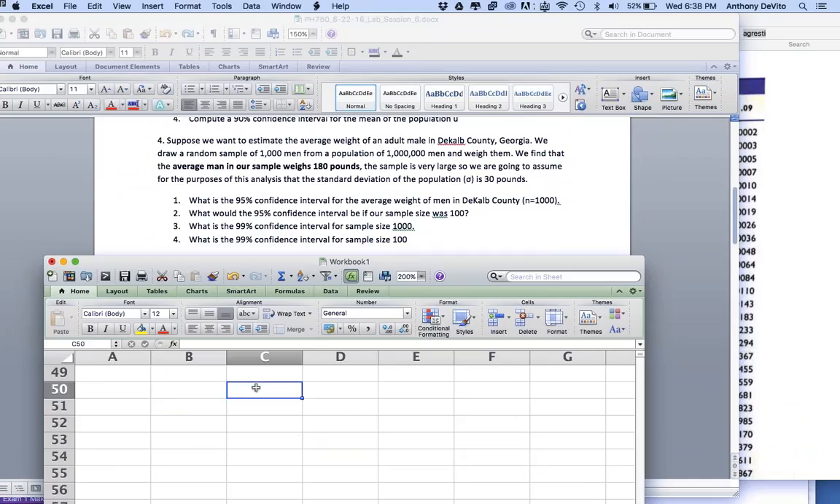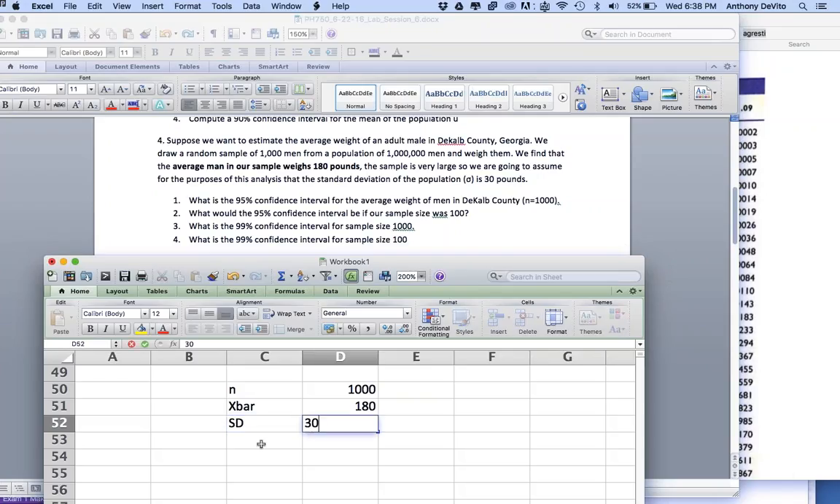Okay, so let's see where we are. Our sample size is 1,000. Our average weight, X bar, is 180. Our standard deviation for our sample, you'll notice I'm not using sigma, is 30, right? And I want to go ahead and calculate my standard error. Now, normally, to calculate my standard error, I would need to know the population standard deviation. But this sample size is so big, I'm going to assume it's the same thing as the standard deviation of our sample. So that's equal to 30 divided by the square root of 1,000.